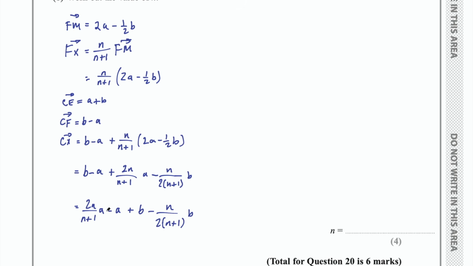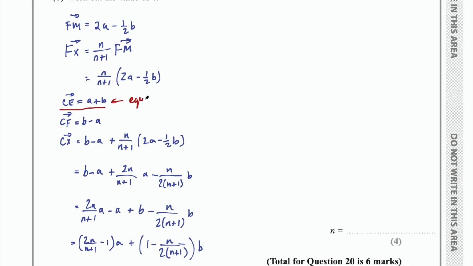Here we need to factorize out the a. So this is going to be 2n over n plus 1 take 1, a. And then here we need to factorize out the b. This is 1 take n over 2 times n plus 1, b. Once you get to this point, you can say that these coefficients need to be equal. Remember, that was the point I was making before, because CXE is a straight line, and CE, its coefficients are equal. So let's just make a note of that.